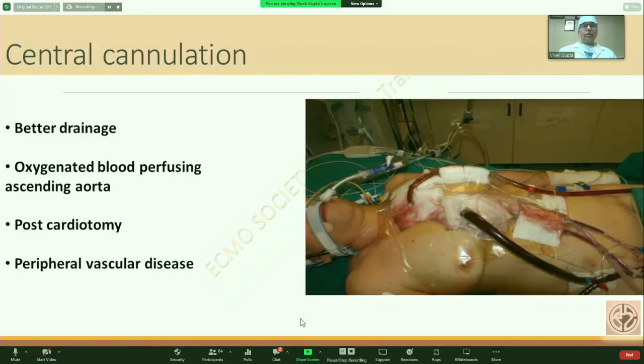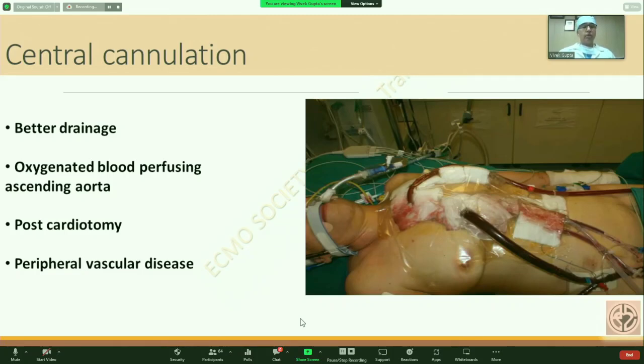The other component is the central cannulation. This is basically when we are performing a cardiac surgical procedure, in post cardiotomy, and the patient is not coming off bypass. We continue with the same cannula. We take out these tubings and place the patient on ECMO. Definitely, it is superior because we can achieve higher flow. The drainage is better, and we are not worried about upper body hypoxemia.